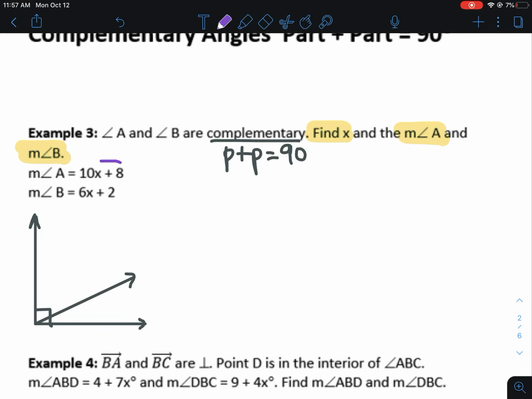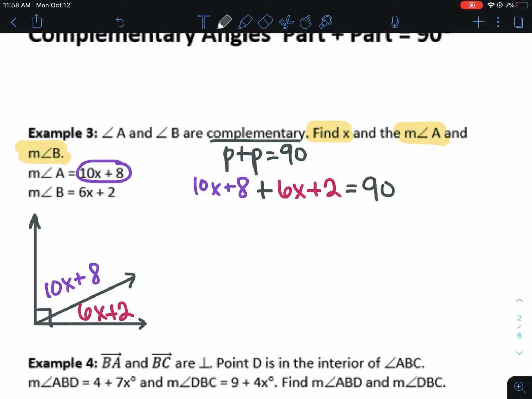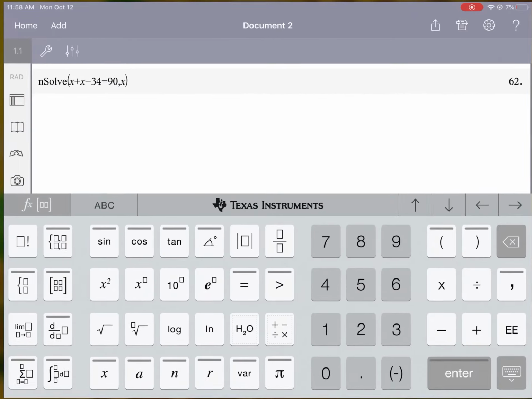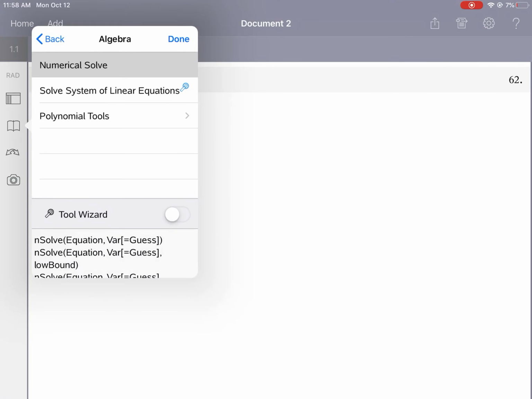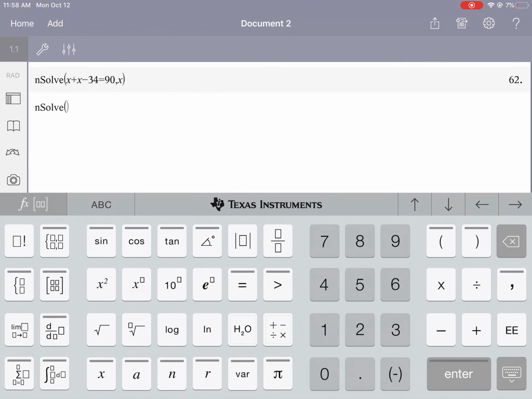So let's see. The measure of angle A is 10x plus 8. So I'm just going to say that that's angle A. So that's going to be my first part. Then I'm going to say that the second angle, or angle B, is going to be 6x plus 2. So that's my second part. And don't forget I have to add those up so that they equal 90. And that's my equation. So now I'm going to go over here to my calculator app, or you can solve it by hand if you prefer. Hit the little book-looking thingy, bring up solve. And if you forgot how to do that, just rewind the video.